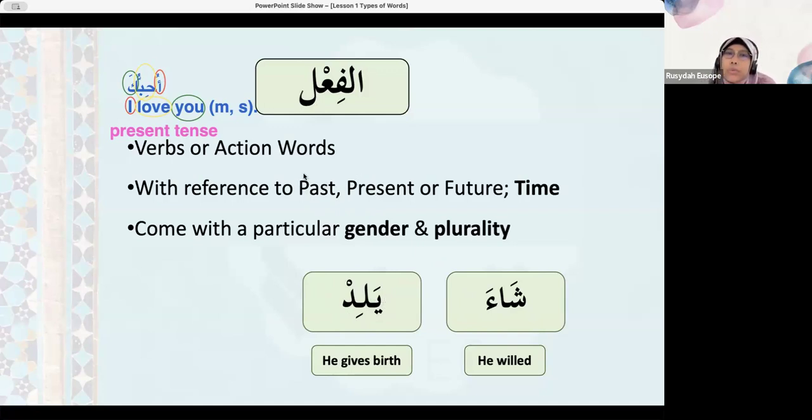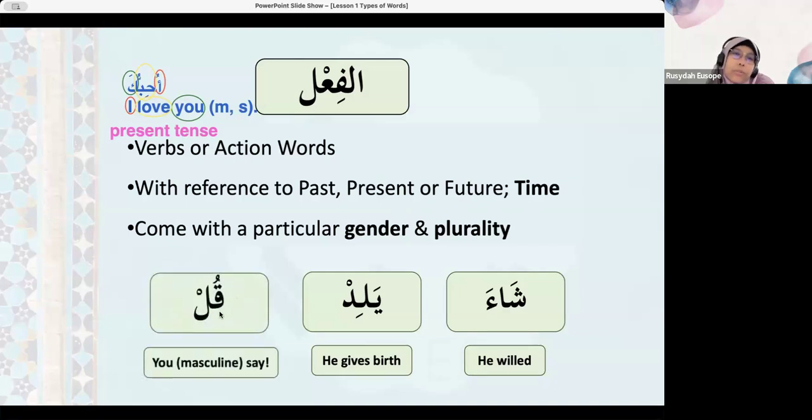So there will be two or three lessons on past tense, and then two or three lessons on present tense, and then future tense also. And the last type of verb, I think there will be one or two lessons on this topic: the imperative verb. This does not exist in English or in Malay. In Arabic, there's a specific type of verb or tense that is used to give a command, instruction, request, or dua also.